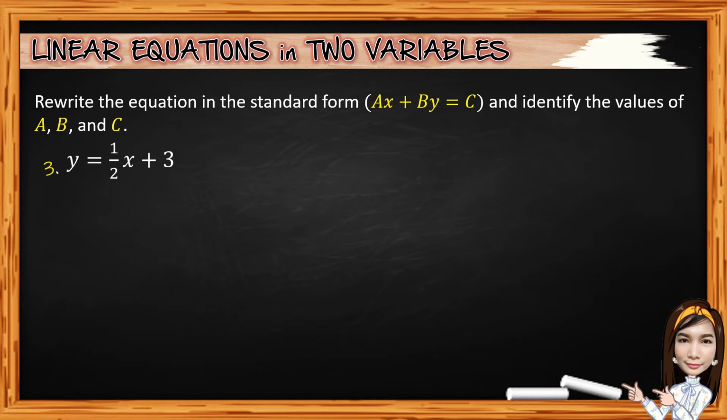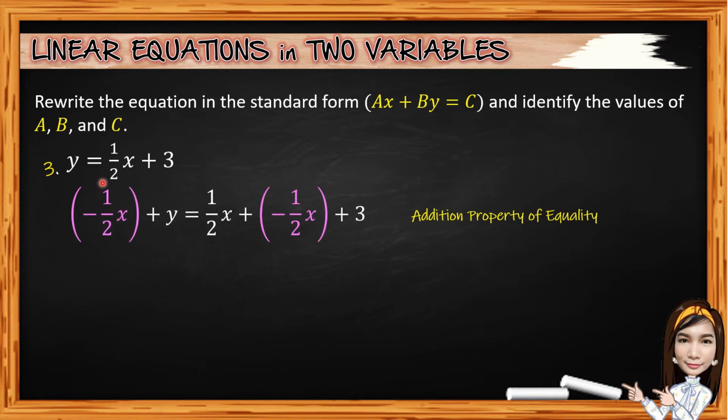For number 3, we have the given y equals 1 over 2x plus 3. Using addition property of equality, we are going to add both sides the additive inverse of 1 over 2x, which is negative 1 over 2x. Then we're going to simplify 1 over 2x plus negative 1 over 2x. Adding unlike signs, we're going to subtract, and that is equal to 0. So we have the remaining negative 1 over 2x plus y equals 3.